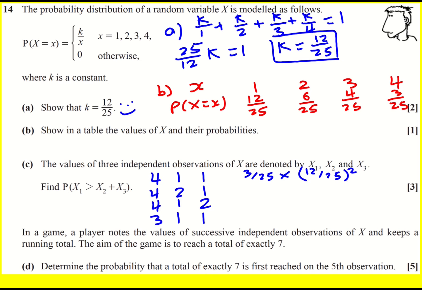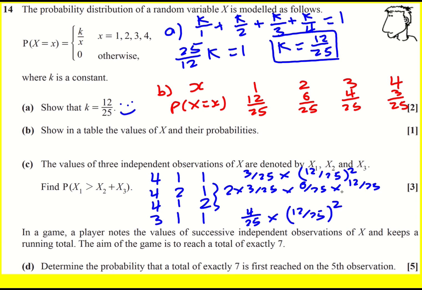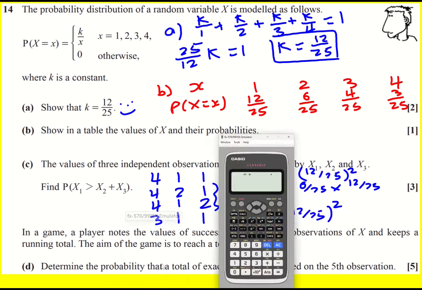Okay, we'll work out that in a minute. For this next one, it's going to be 3 over 25 times 6 over 25 times 12 over 25. And then for the one after, you just reverse these. So actually you can bring them together and just double it. And then for the 3, we've got 4 over 25 times 12 over 25 squared. All right, just got to carefully input that into your calculator now.